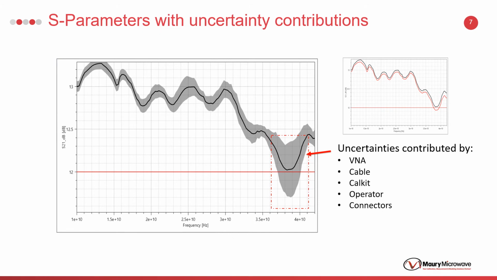As we mentioned, every measurement is actually an estimate of the actual value, and we don't know what that value is. And the estimate we get from our measurement has uncertainties, meaning the actual value could vary within some plus or minus range around the estimated measured data. And the uncertainties are contributed, as mentioned before, by the VNA, cable, CalKit, operator, and connectors.